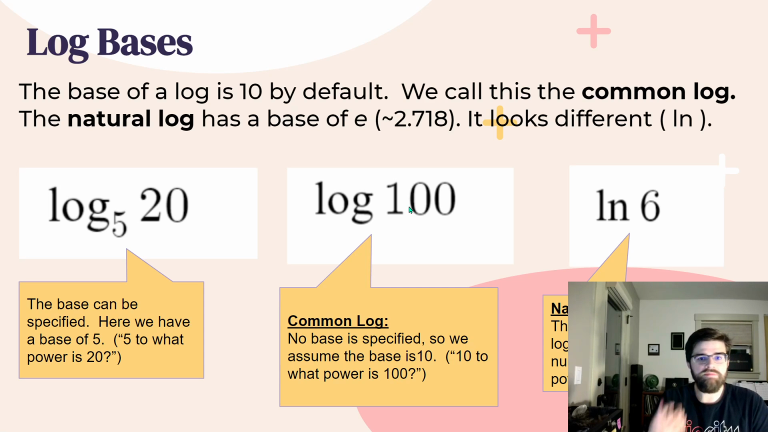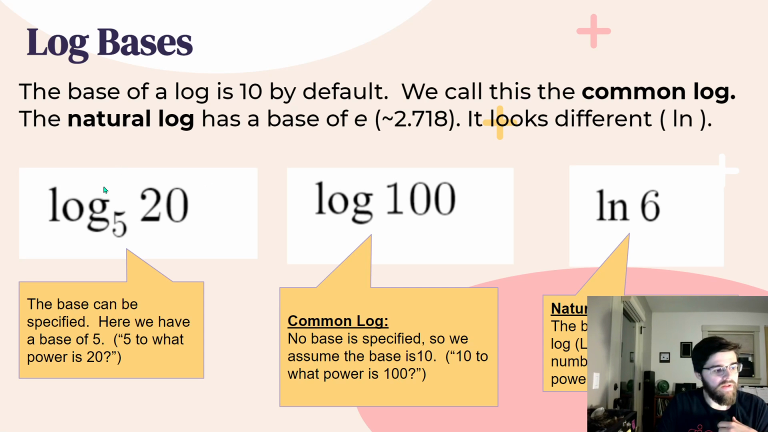Cool, so logs can be really useful to help us solve. Some things to look out for. A lot of times we do have a base written here, so you'll see a subscript, a small dropped down number that'll tell you what the base is. So here we have a base of 5. Often though, most commonly, we will not see a base at all. It'll just be a blank space here, and that means the base is 10.